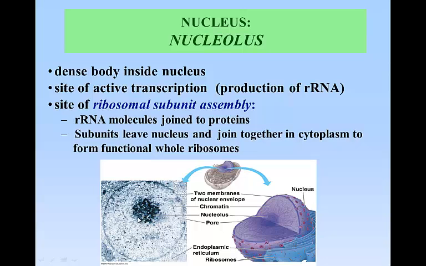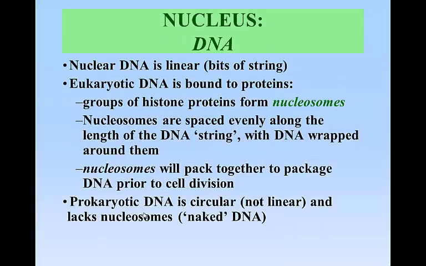Your key thing for the nucleolus, I just need you to know that it's a dense staining area. So if this is not staining as darkly, the nucleolus always shows up much more darkly when we stain the nucleus. And it is the site of ribosomal synthesis. This is where we make our ribosomes. Again, key element, I'm going to ask you what's the function of the nucleolus. You need to know this is the place where we make the subunits that make up the ribosomes.